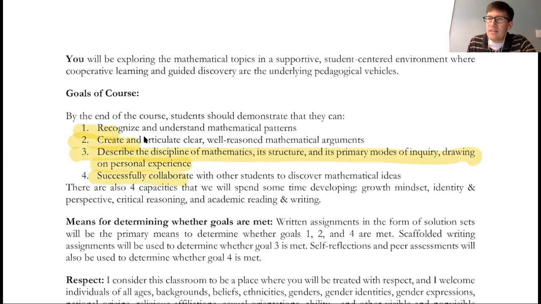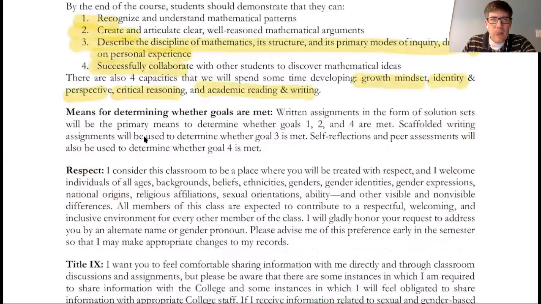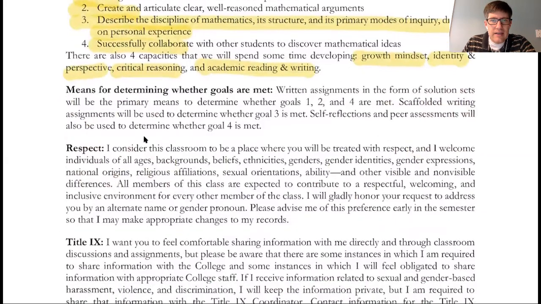There are also four capacities for these first-year seminar classes. These capacities are growth mindset, identity and perspective, critical reasoning, and academic reading and writing. And we'll continue to come back and mention those again and again. So you'll see those coming back through the course as we begin to have assignments that develop those capacities. Okay, and you can read later on the means for determining whether those goals are met.